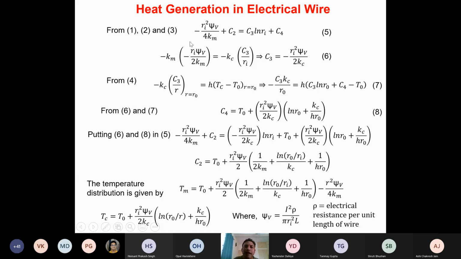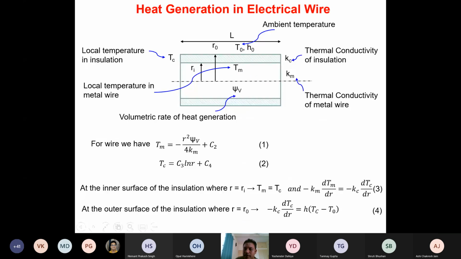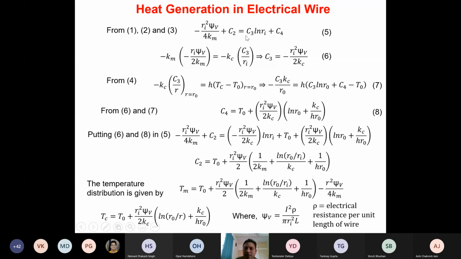Okay, so then again from the second expression, minus Km dTm by dr, we can differentiate it with respect to R, and similarly we can differentiate the second equation with respect to R, and then find out the values at R equals Ri and equate based on this. So that is what has been done in equation number 6. So from equation number 6, what we get is C3 as minus Ri square psi v by 2 Kc. These equations are also the same as what we have seen earlier.